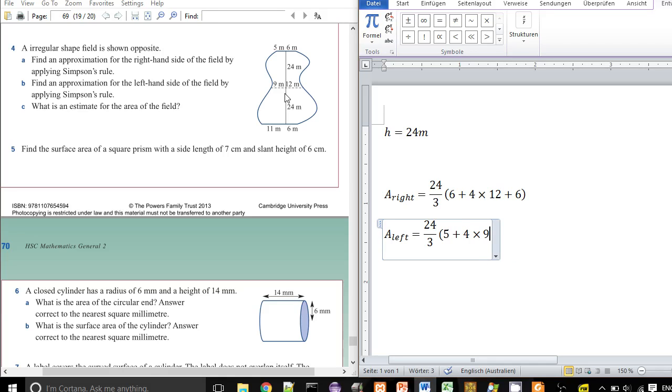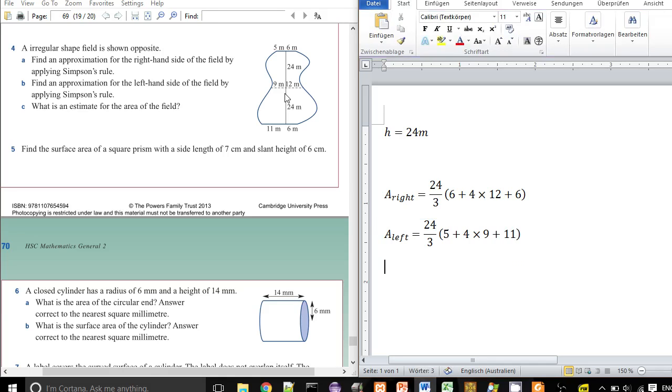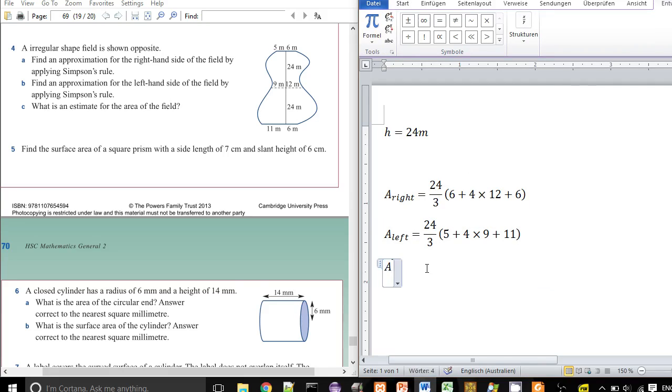Okay, 4 lots of 9 and 11. Whatever those two things are, you add them and you get the total. So area, total. For example, you can set it out how you want. Maybe just an R and an L and a T. It's up to you. And that'll be in square meters. Alright.